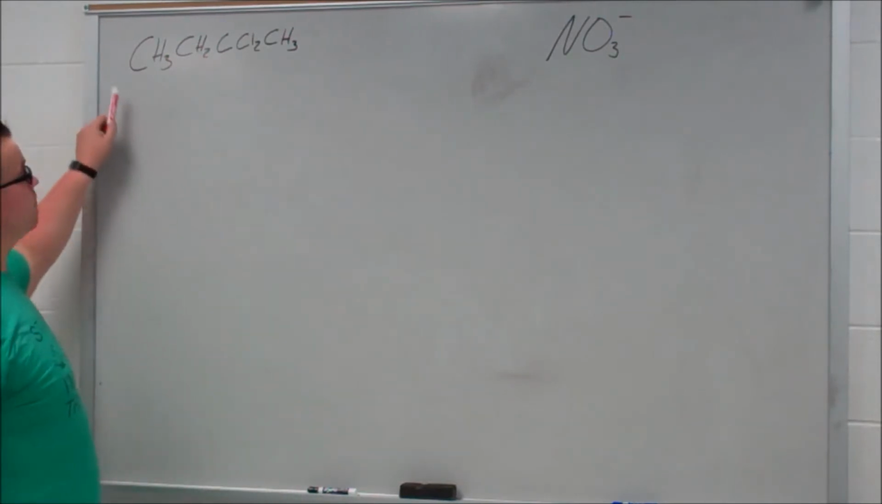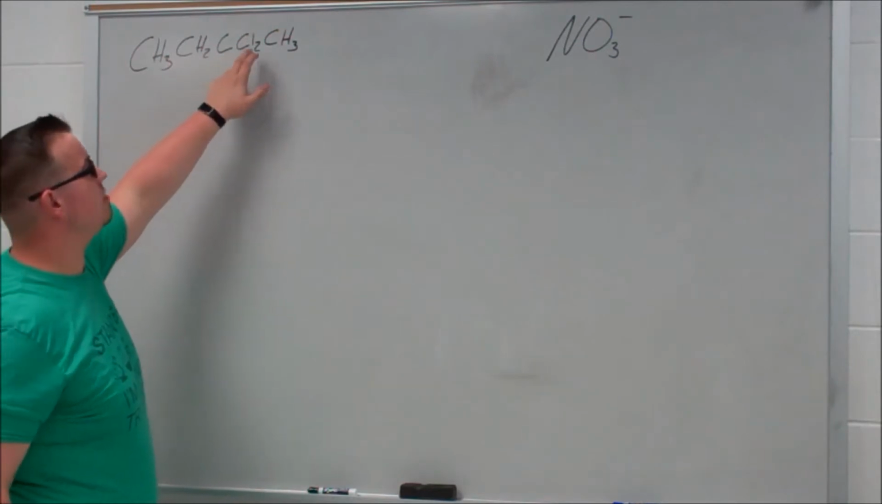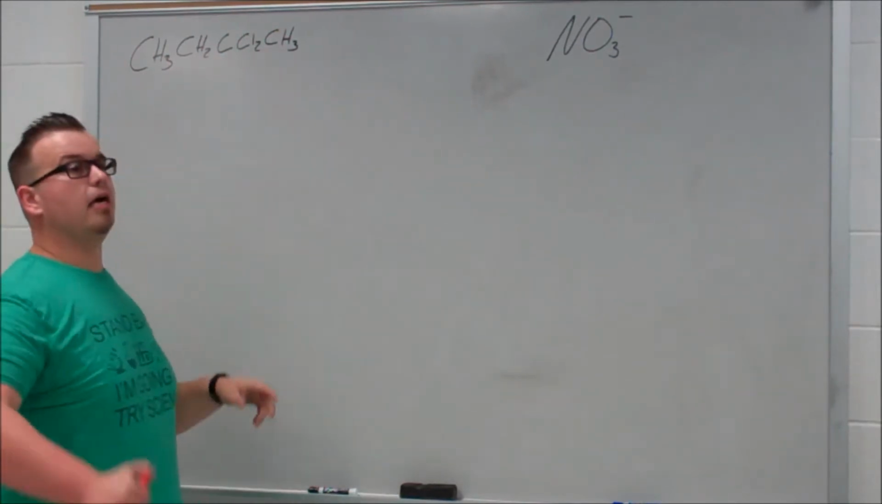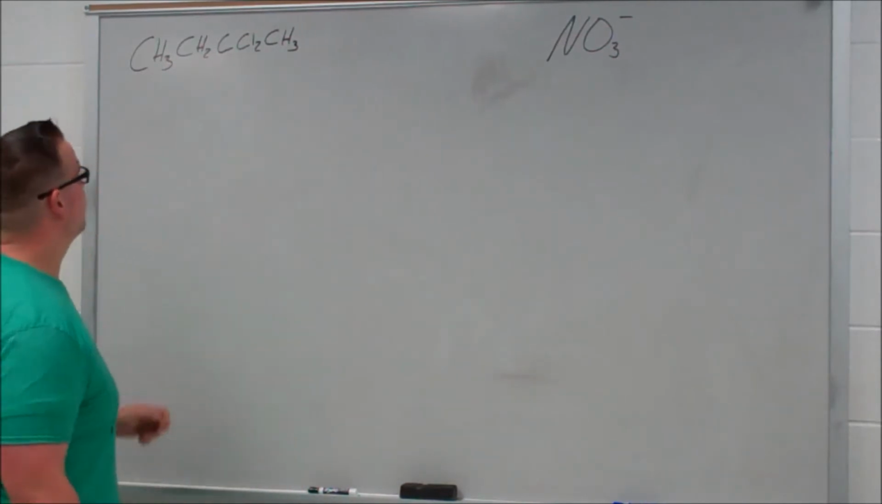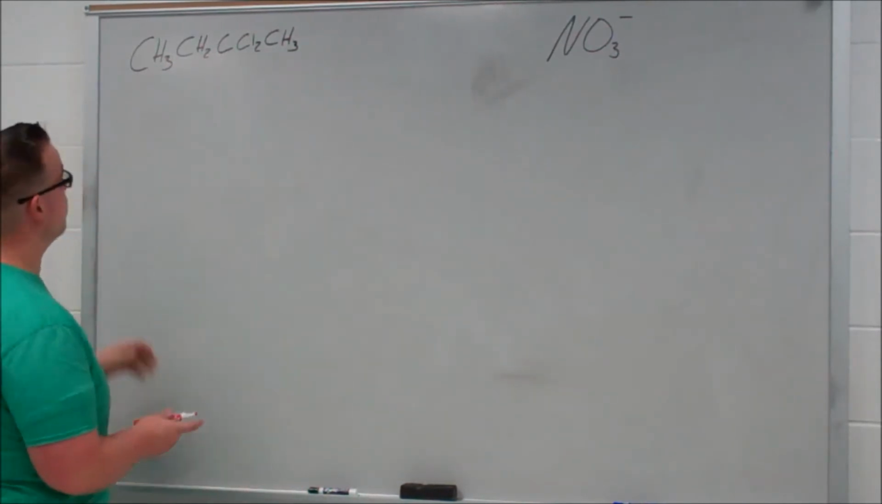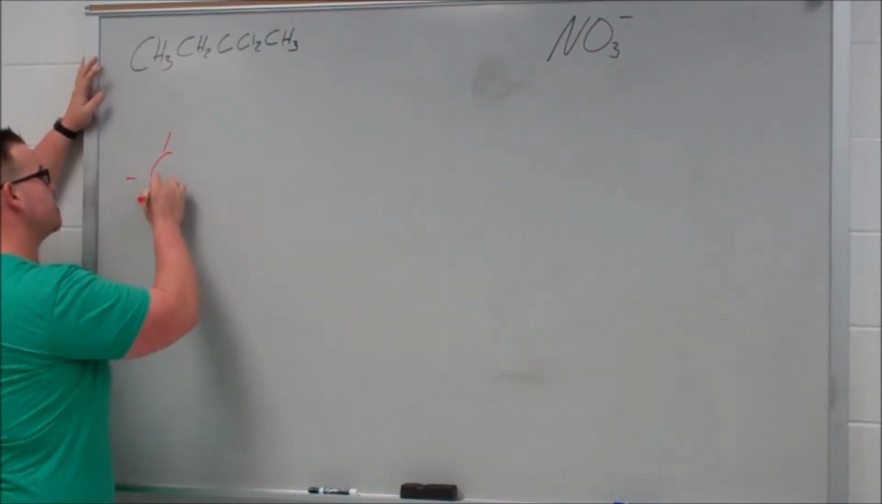And with these, don't get caught up on this: CH3, CH2, CCl2, CH3. Just read it like you're reading a book. Just read it left to right. Okay, start with the left. So we're going to start with this carbon. We got CH3, so we know it's going to be a carbon with 3 hydrogens.